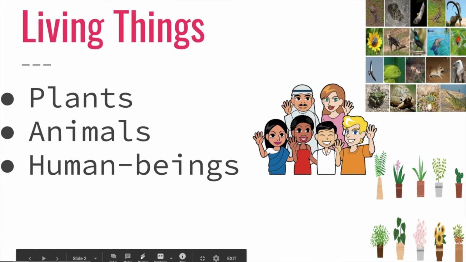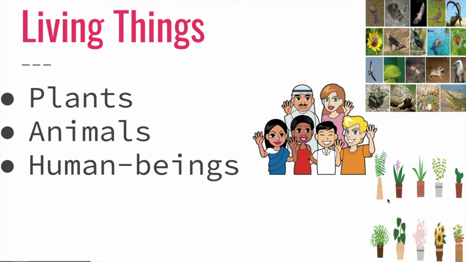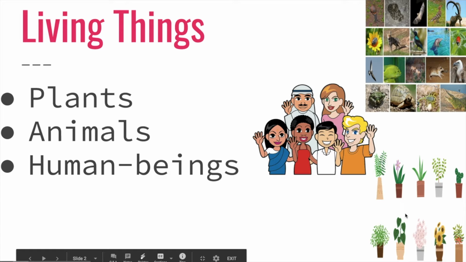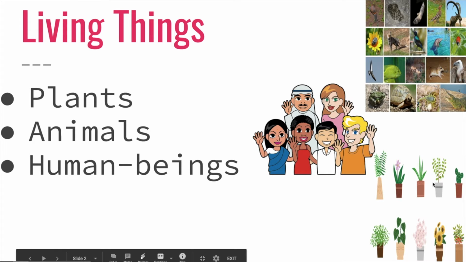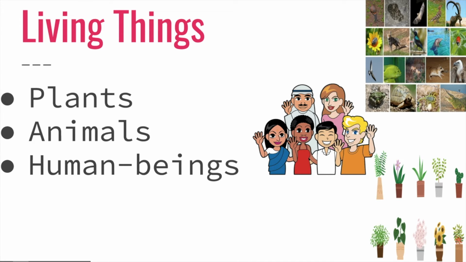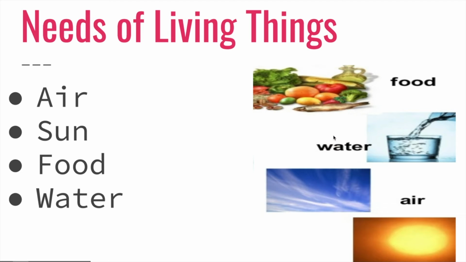Living things are things like different plants, from trees, flowers, ferns, cactuses, animals, from birds, reptiles, foxes, any kind of animal, and also human beings. Living things make up a lot of different environments. Let's take a look at what are the needs of the different living things.